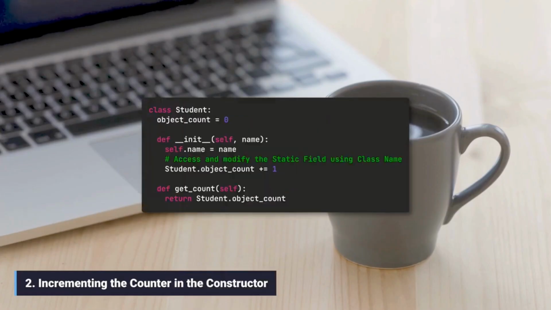2. Incrementing the counter. Inside the constructor, after initializing the instance variables, we increment the static field. Because object_count belongs to the class, we must access it using the class name: student.object_count plus equals 1. We also define a simple get_count method to retrieve the total count easily.